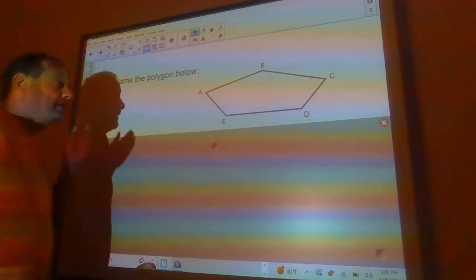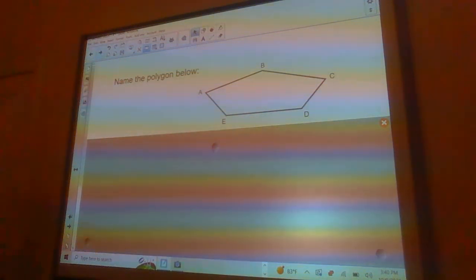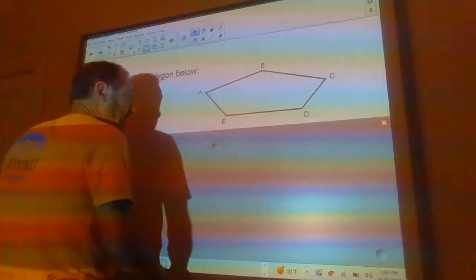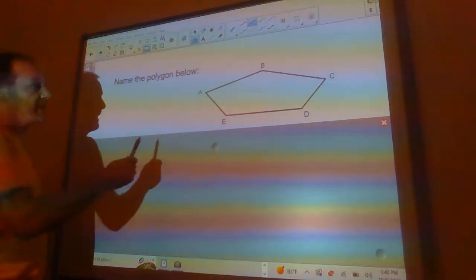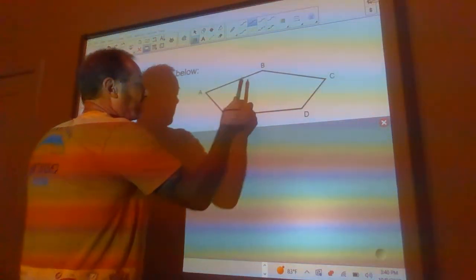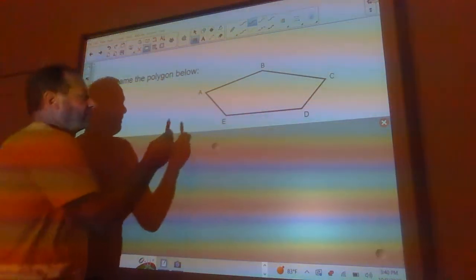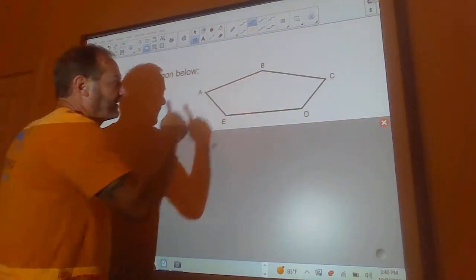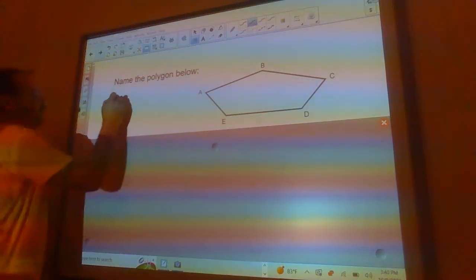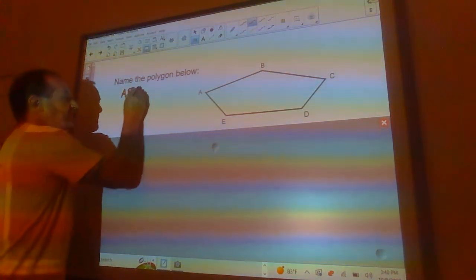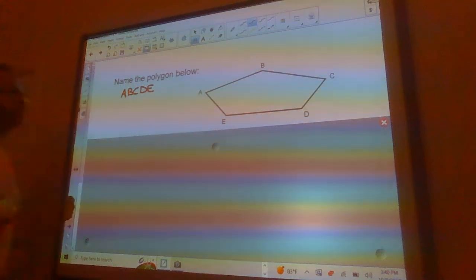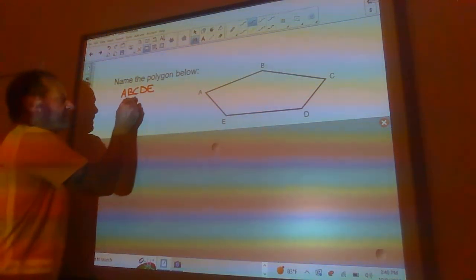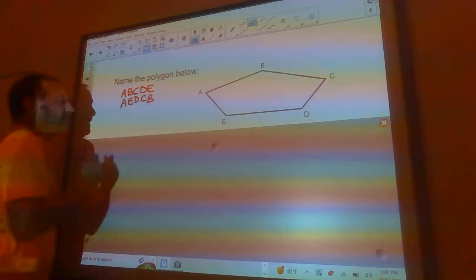Now, we got a polygon here. This is a pentagon. It has five sides. We need to name it. Now, we can name this in multiple ways. Generally, what you do in this case is you start with the first letter in the alphabet, and you can pick any corner you want to start, and you can go clockwise or you can go counterclockwise. So most of the time this would be called A, B, C, D, E. Okay, I could also call this A, E, D, C, B.